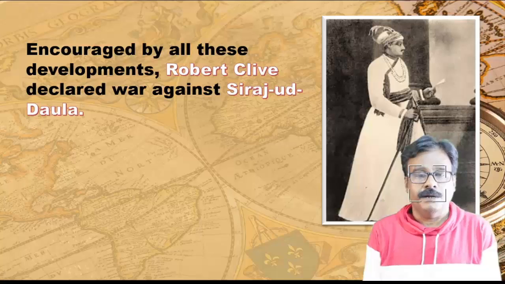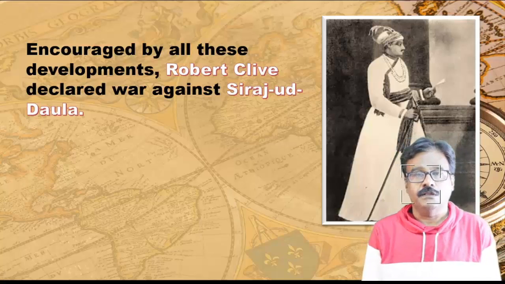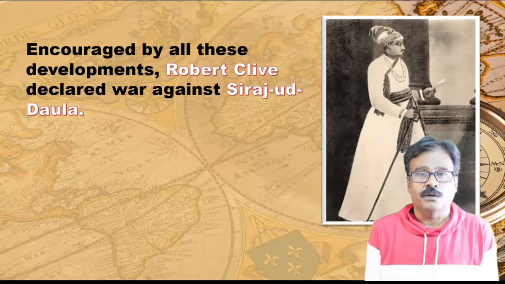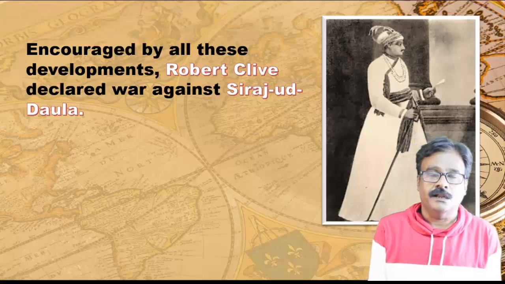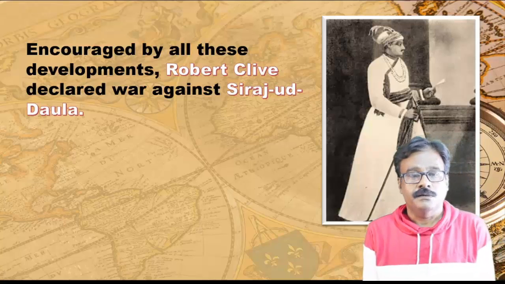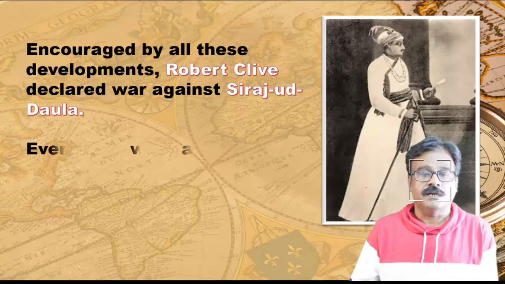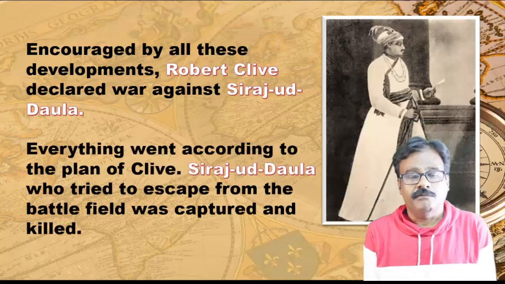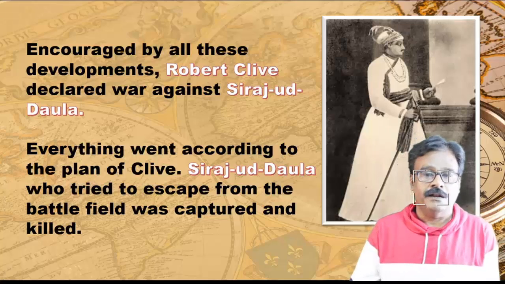Encouraged by all these developments, Robert Clive declared war against Siraj-ud-Dawla. After making all these arrangements, attracting the locals, making an alliance with the local businessmen, making a secret alliance with Mir Zafar, finally Robert Clive declared war against Siraj-ud-Dawla. Everything went according to the plan of Clive. Siraj-ud-Dawla, who tried to escape from the battlefield, was captured and killed. That is the outcome of this Battle of Plassey.